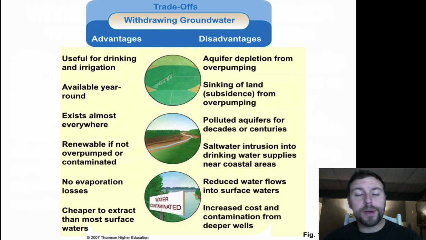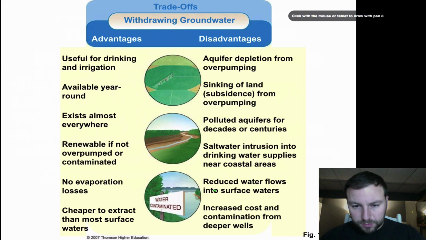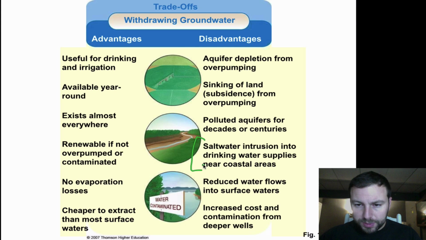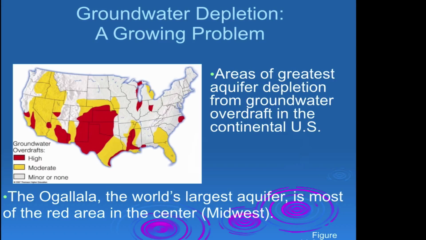There are problems, though, that we can see from overpumping. We can get subsidence, where the land will actually start caving in. Polluted aquifers, if they do get polluted, will stay polluted for a while. Saltwater intrusion. This is a potential issue here on Long Island that we have to worry about. And increased cost if we have to clean up this contamination from deeper wells. So here we have our areas where we have groundwater depletion around the United States.